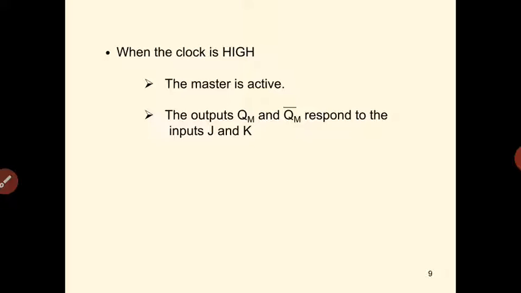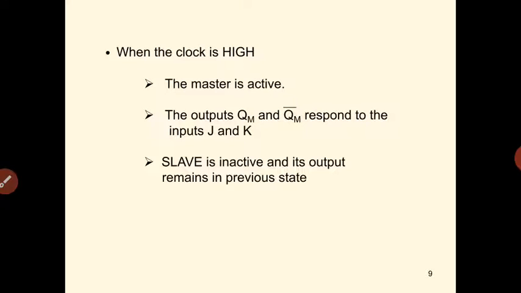Whenever the clock is high, master is active, as I told earlier. Whenever the clock is high, the master will be active and slave will be inactive. The outputs QM and QM bar respond to the J and K inputs. QM and QM bar are nothing but the outputs of master flip flop, and they will be produced based on the J and K inputs you are giving. At the same time, whenever clock is high, slave is inactive and its output remains in the previous state only. Slave receives the complement of the clock, that means clock is 0 for slave. That's why slave is inactive and its output will be equal to the previous state only. Whatever the previous state is at the slave output, that will be followed whenever clock is high.